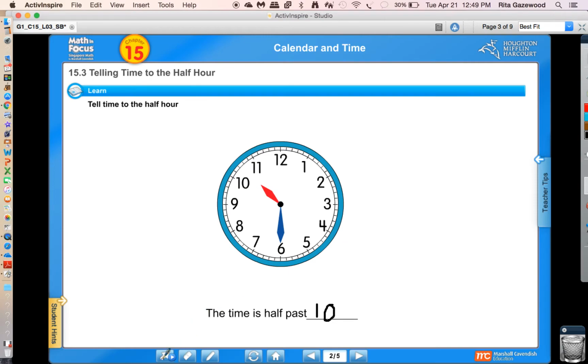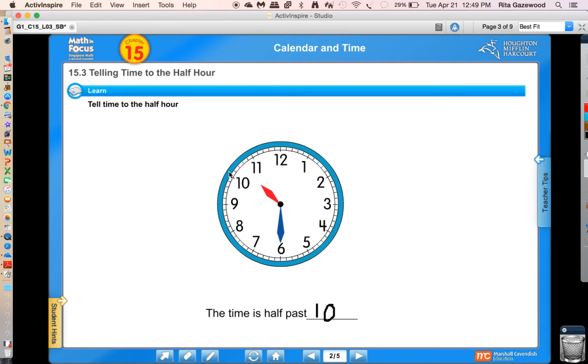Now I want to point something out to you here. You may have heard the phrase clockwise. That's because it refers to the direction that the hands on a clock move. They always move this direction. It's like start at the 12 and go to the 1, 2, 3, 4, 5, 6, 7, 8, 9, 10, 11, back to the 12. It always moves in this direction.